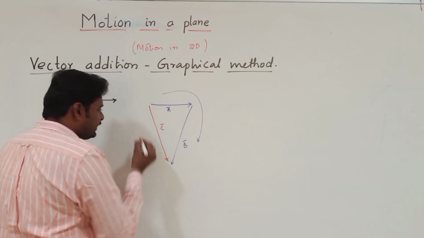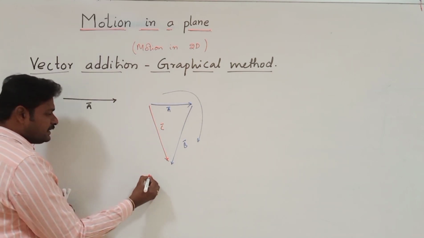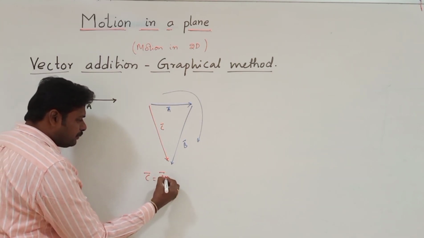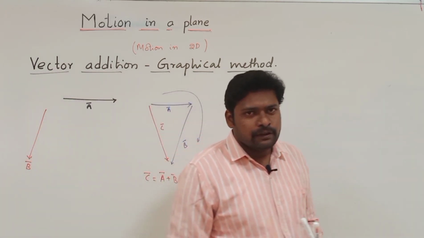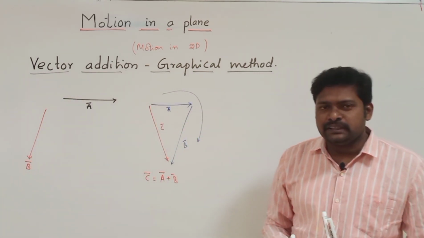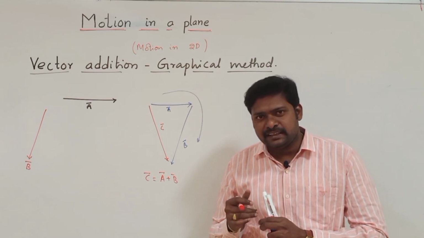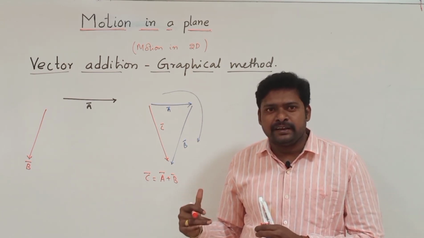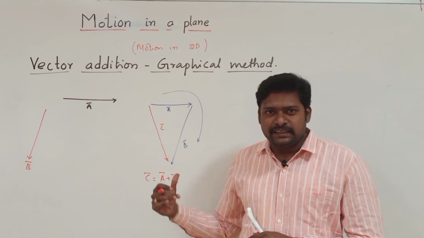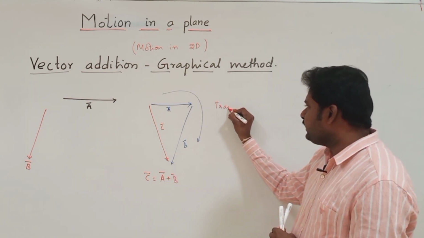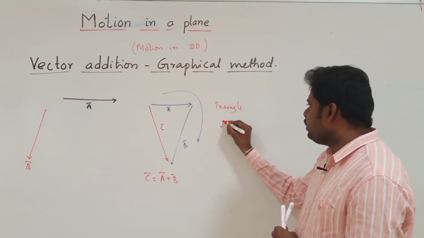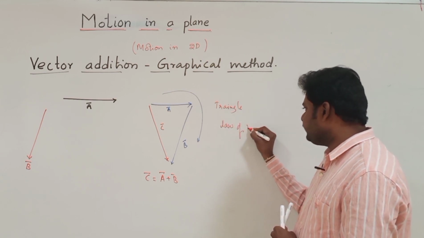This is called C vector. This is the resultant of this one. C vector is equal to vector A plus vector B. According to the triangle law of vectors, if A and B are taken in the same order, the resultant would be taken in the reverse order. This law is called the triangle law of vectors, because we are making a triangle, right?